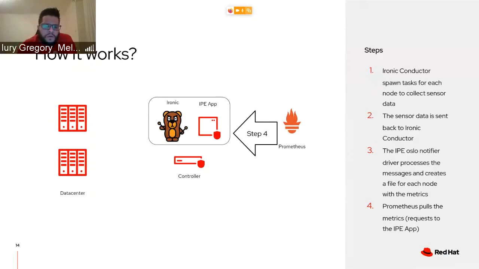doing requests to the Flask application that we have of the Ironic Prometheus Exporter. You also need to know that steps one, two, and three are basically independent of step four. It's not something synchronous. So you have the whole cycle of Ironic requesting the sensor data, gathering it, and sending it to the Ironic Prometheus Exporter, so it will filter all the data and create the file with the metrics for each node. And then you have Prometheus running in a different place and requesting data every 15 seconds, 10 seconds. It will depend on your configuration.